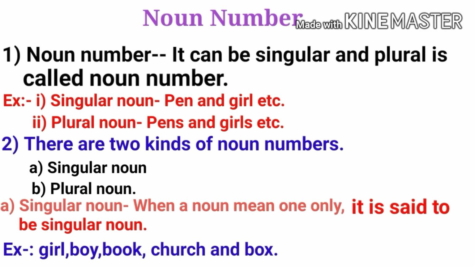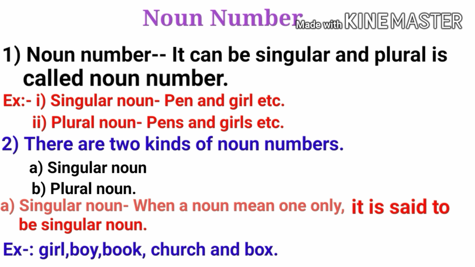Welcome back once again. So what is noun number? Let's see. Noun number can be singular and plural. It's called noun number. For example, singular noun: pen and girl, etc. These are examples of singular nouns. And the second one is plural noun: pens and girls, etc. These are examples of plural nouns. So as you know very well, there are two kinds of noun number. The first one is singular noun, the second one is plural noun.